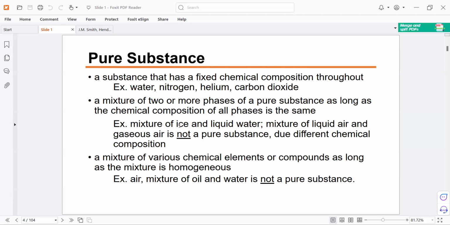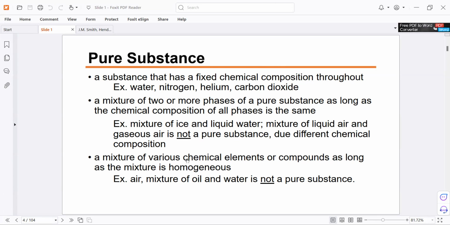But if we have a mixture of liquid and gaseous air, that is not a pure substance. Why? Because the liquid and the gaseous air would have a different chemical composition. And why? It's because the different compounds in the air or elements in the air would liquefy or vaporize at a different temperature and pressure. So one phase would contain a different composition compared to the other phase. So it's not a pure substance.